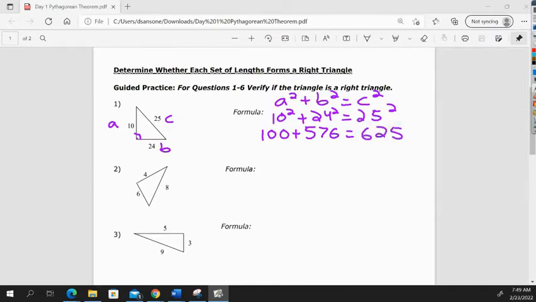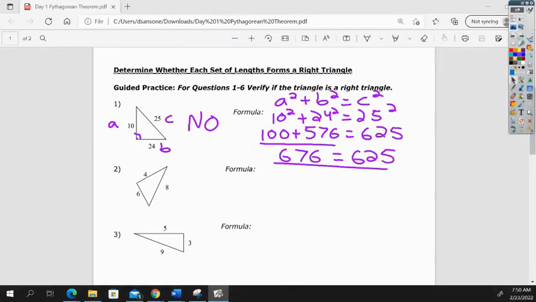And I can already tell this is not going to work out because when I do this final step, 100 plus 576, I get 676. And 676 does not equal 625. So that would not work out. So because of this one, I would say no. This is not a right triangle. All right, because if it was a right triangle, those two should be equal. So pause your video, make sure you get that down. I'm going to go into our next problem.